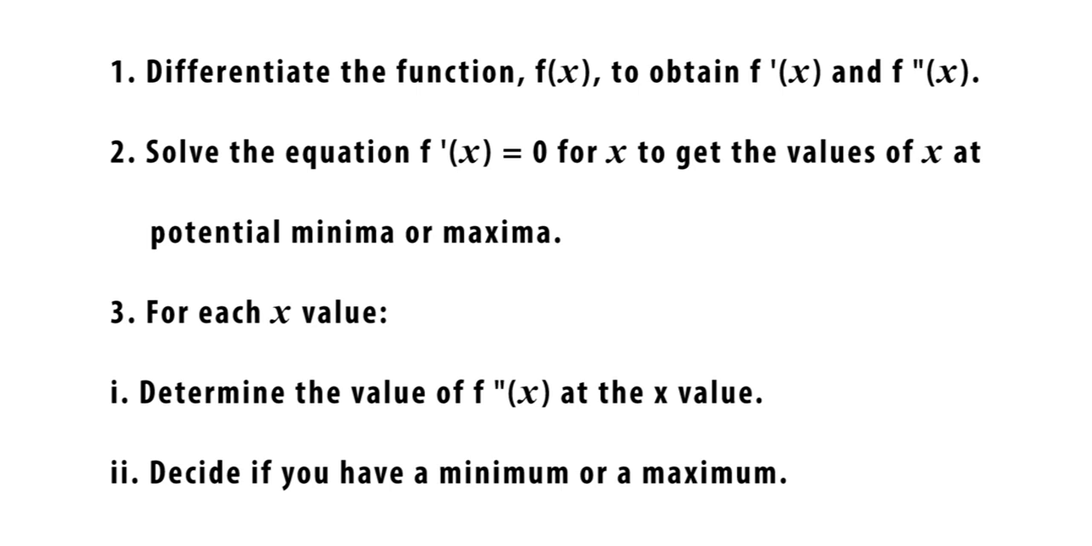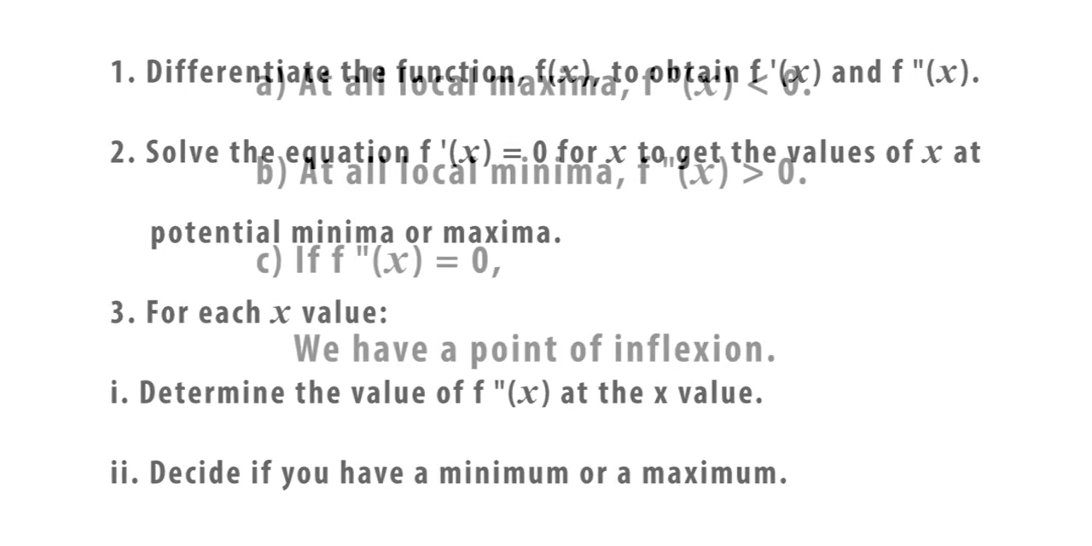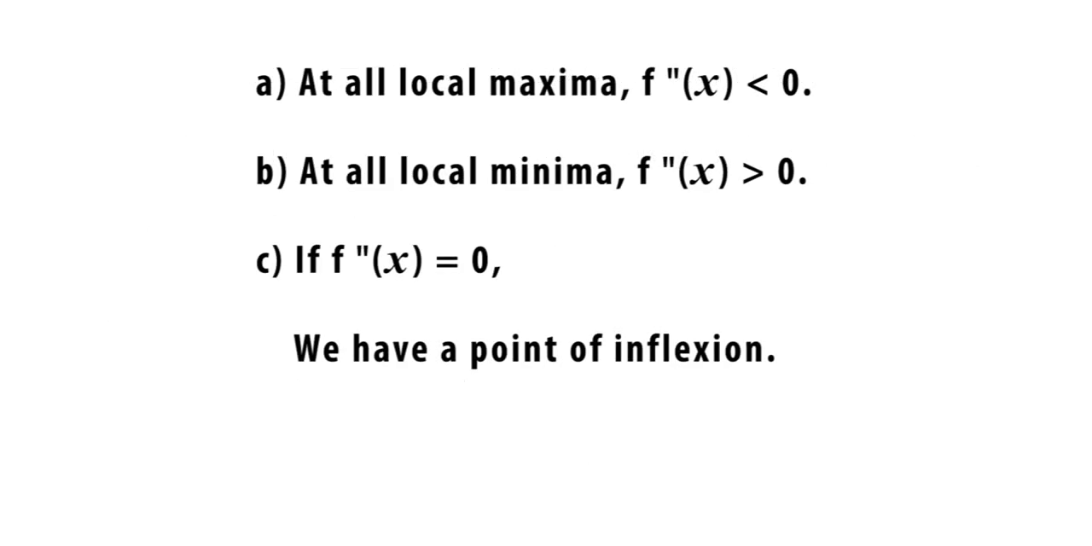3. For each x value, I determine the value of f prime prime of x at the x value. 2. Decide if you have a minimum or a maximum. How do we decide? A. At all local maxima, f prime prime of x is less than 0. In other words, the second derivative is less than 0. B. At all local minima, f prime prime of x is greater than 0.